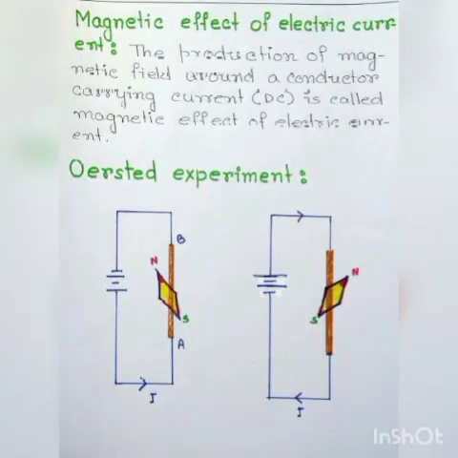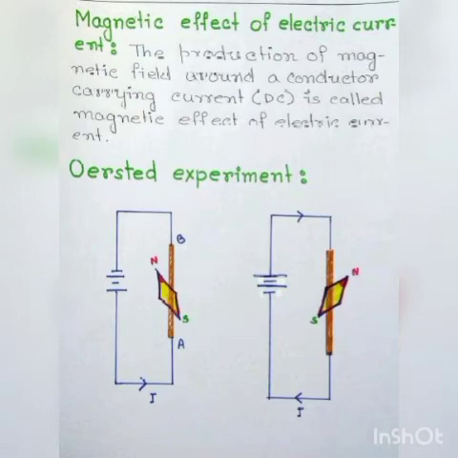Now let us discuss what is magnetic effect of electric current. In 1819, Oersted found that a wire carrying current causes a deflection in the needle of a magnetic compass placed near the wire. So, the current carrying wire behaves as a magnet. Therefore, the production of magnetic field around a conductor carrying DC current is called magnetic effect of electric current.